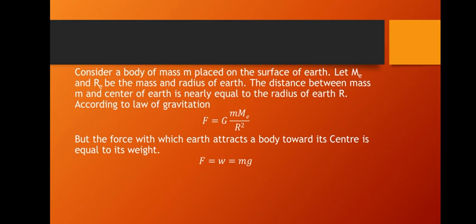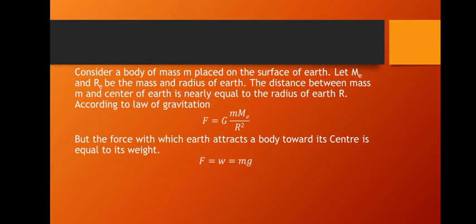because the height of the object above the surface is much smaller than the distance from the surface of Earth to its center, which is much larger. So we can neglect it and take the distance between the centers of the two objects, one being Earth and the other the object placed on the surface of Earth, as approximately equal to the radius. So according to the law of gravitation, F is equal to G m1 m2 by d square. Here we will take small m for the mass of the object on Earth, capital M_E for the mass of Earth, and for d square we will take R square.